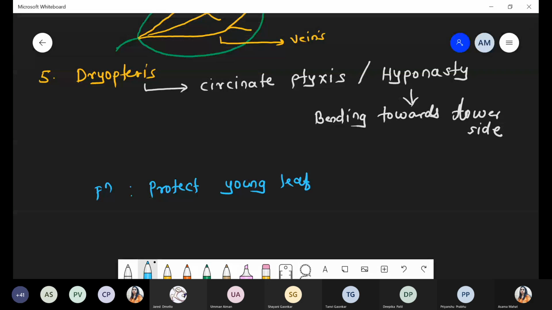Matlab kya ho raha hai? Simply rolling ho raha hai. For example, I'll tell you how.